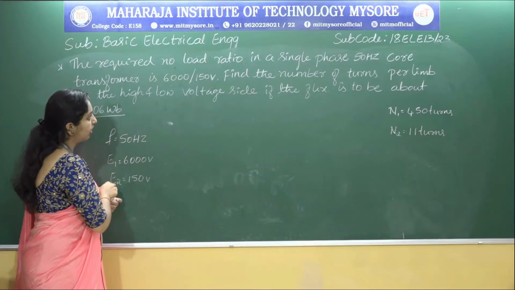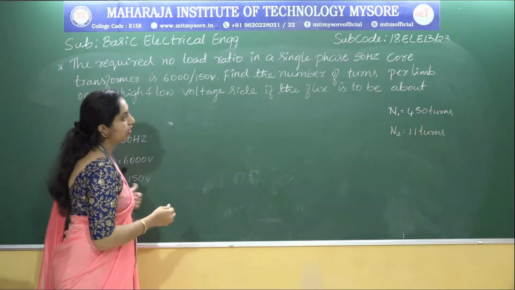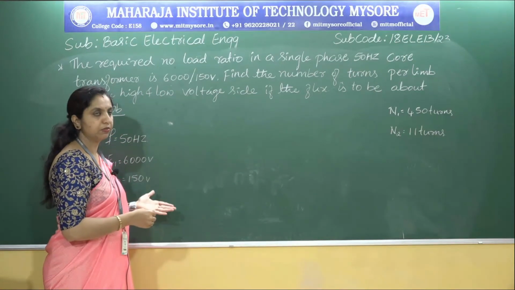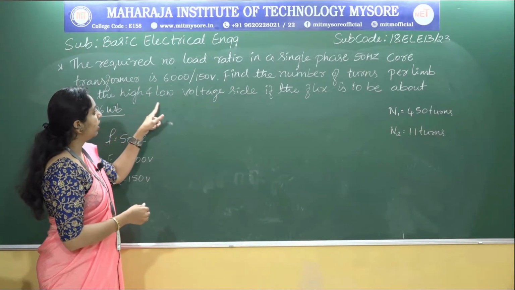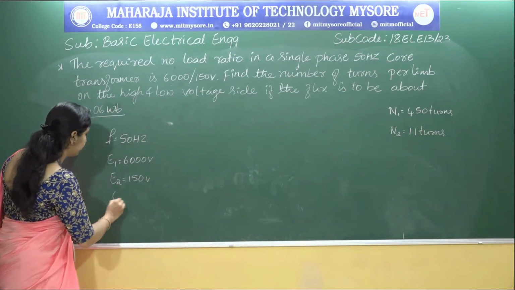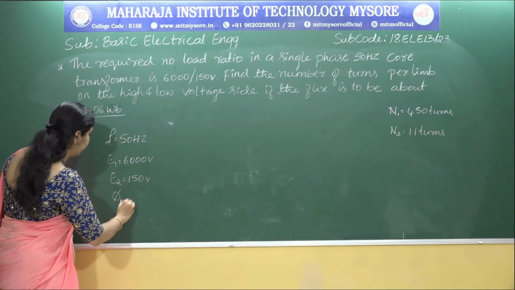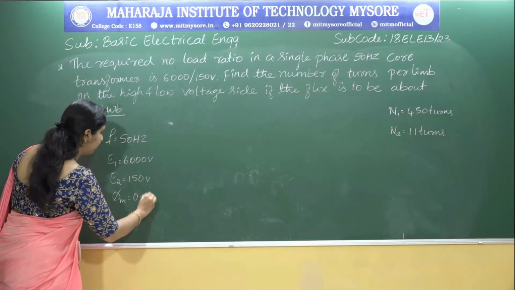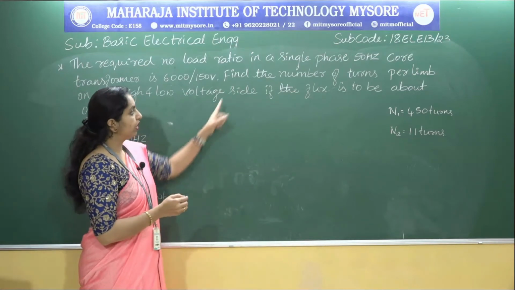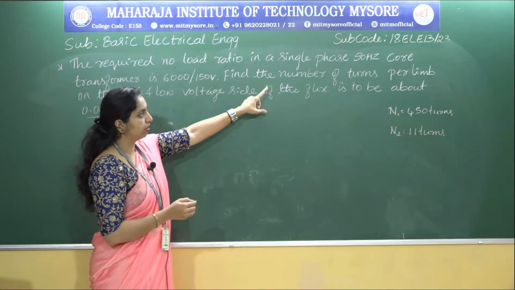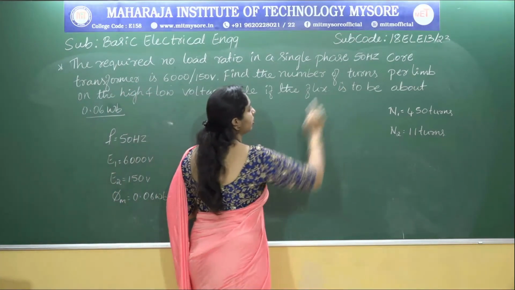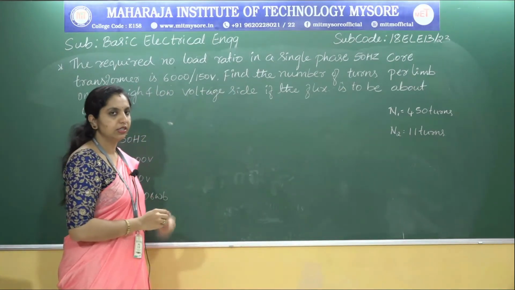So we have taken E1 and E2. Now the question is, find the number of turns per limb on the high and low voltage side if the flux is to be about 0.06 Weber. The flux value is also provided here, phi m is equal to 0.06 Weber. Before we calculate the number of turns per limb, first we need to find out the number of turns in the primary and the number of turns in the secondary.